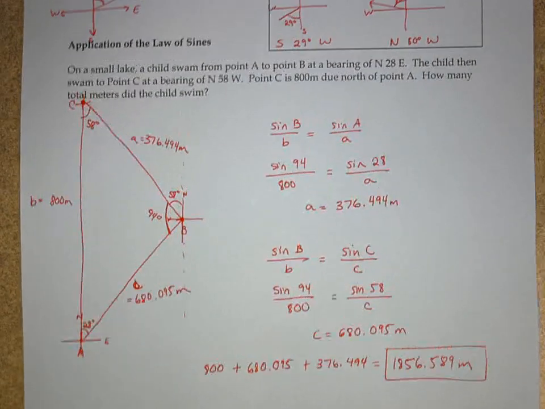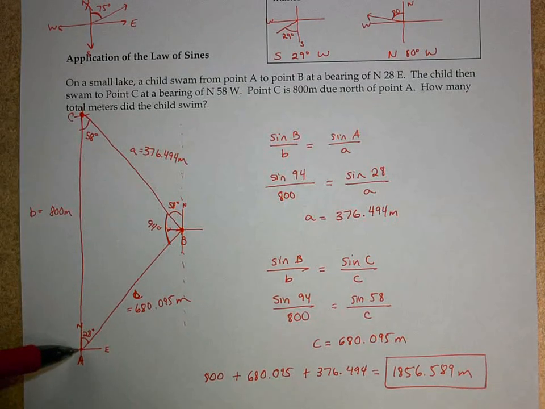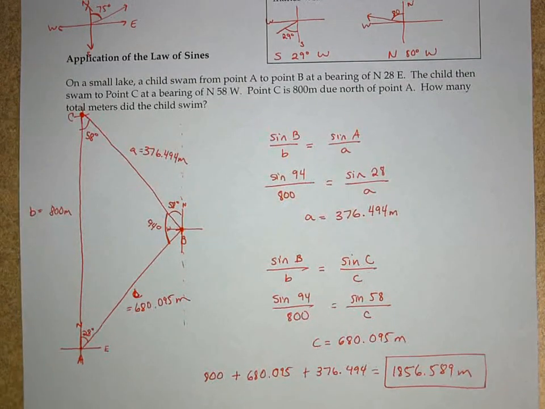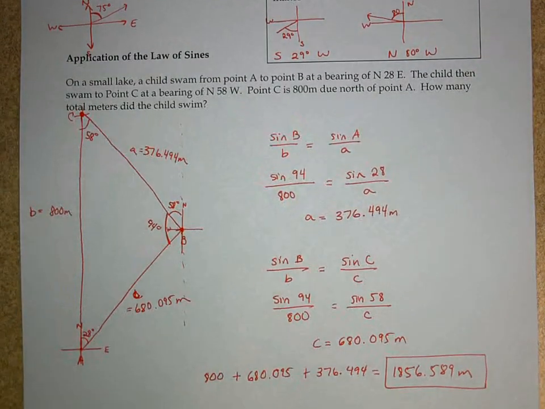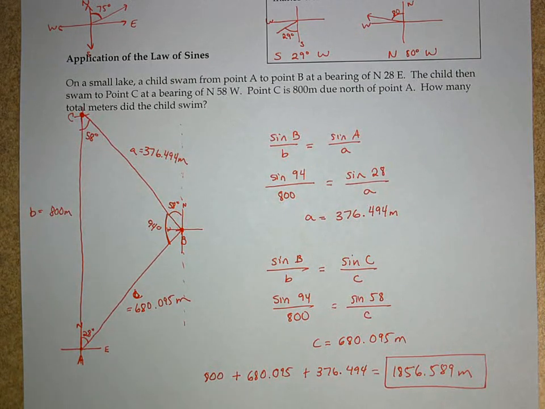Now, some of you might say he only swam 1,056.589 meters because it never really says the child came all the way back to point A. And if you interpreted the problem like that, I'd be fine with that. But I'd be pretty clear in terms of what I'm looking for. So in terms of this problem, I was implying that he was swimming back to the starting point. And so then you have to add all three sides together.